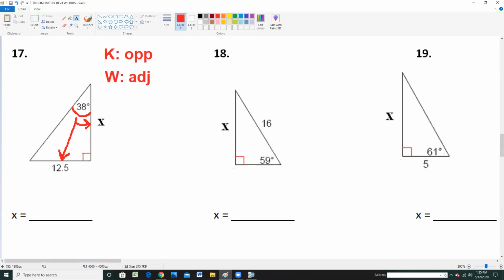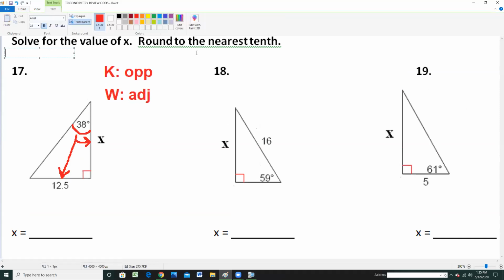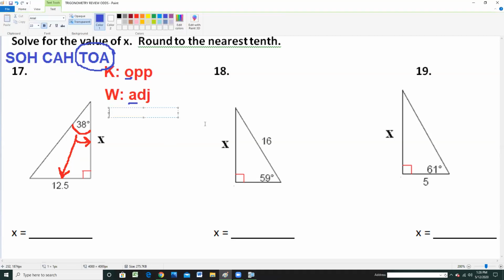Now, math people have created the cheesy phrase to help us remember which operation to use. SOH CAH TOA. Sine, cosine, tangent. It's just a cheesy phrase that helps us remember what's going on. In this case, because we're using O and A, we're going to use that one, which would be tangent.